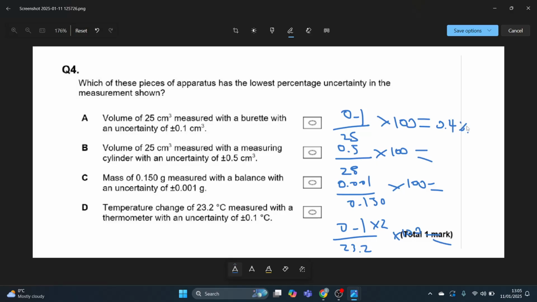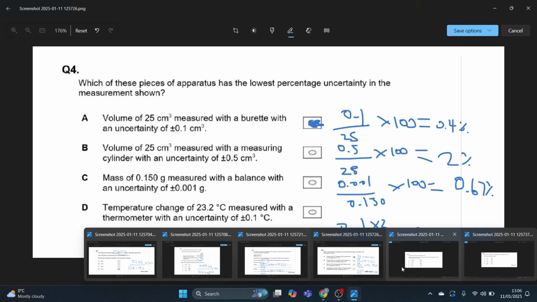0.5 divided by 25 times by 100 is 2%. 0.001 divided by 0.150 times by 100 is 0.67%. And this final one, 0.1 times by 2, 0.2 divided by 23.2 times by 100, is 0.86%. So the answer is A. That is the one with the lowest percentage uncertainty.